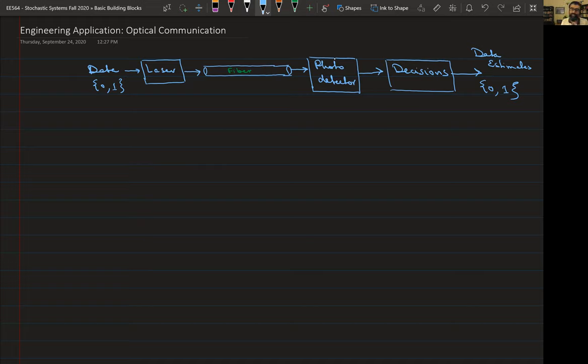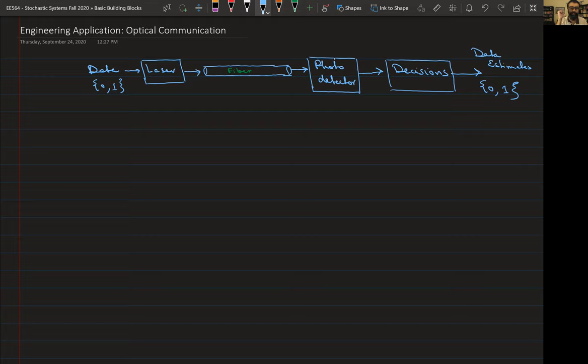Now how does communication work? Any ideas? In the olden days, how would you communicate with somebody using visible light? See, this is communication. This is one, this is zero. This is one, this is zero. You switch between two levels. So when you're transmitting data with a flashlight, you turn it on, turn it off, turn it on, turn it off, and that represents binary data.